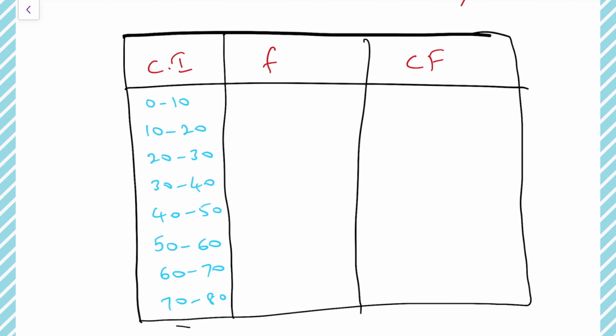Now frequencies that will be given in the question itself, those are 5, 3, 4, 1, 2, 4, 8, 5. Class interval and frequencies will be given in the question itself, so no need to worry about that one.